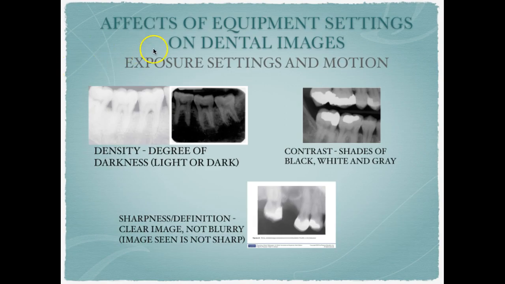So, the effects of equipment settings on dental images. We talked about the mA affecting the density, or the degree of darkness or lightness. Now, there could be other factors. If you're using film and your processing solutions are the wrong temperature or not at the right level, you could have your image density affected, and it would give you either a light or a dark image.